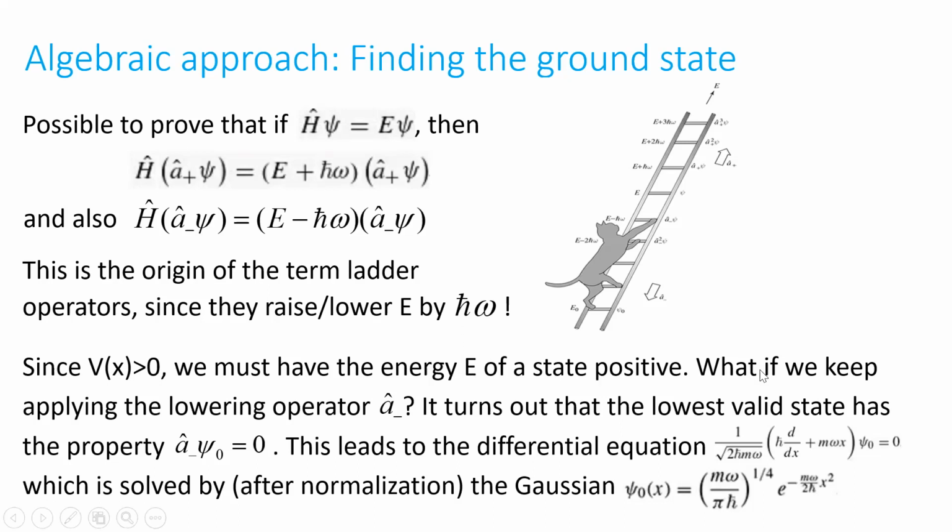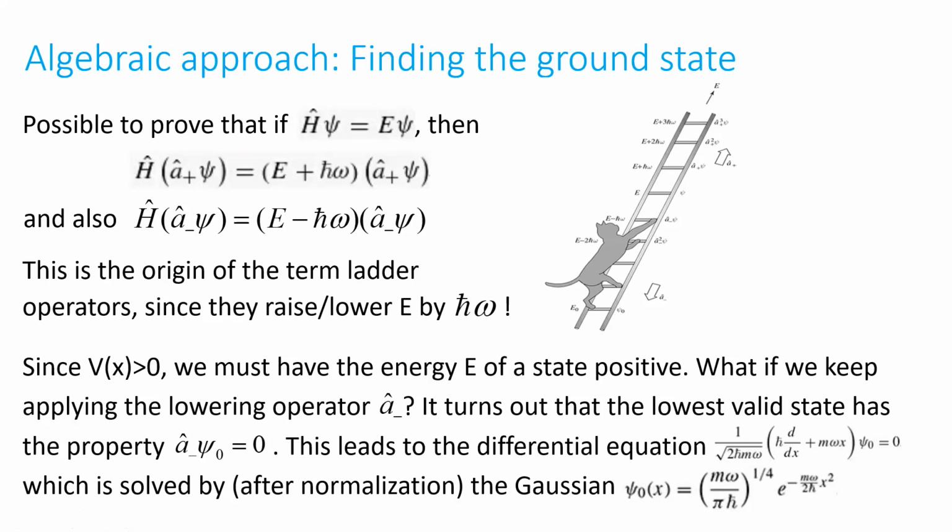But what if we keep applying the lowering operator A minus? If we do that, it turns out that there's a lowest valid state, which has the property A minus times that state, psi 0, is equal to 0. And that's what we mean by the ground state, because psi 0 is a valid state, but if we operate on it with the lowering operator, we get 0. So we get 0 energy, which is not allowed. So this would be the ground state.